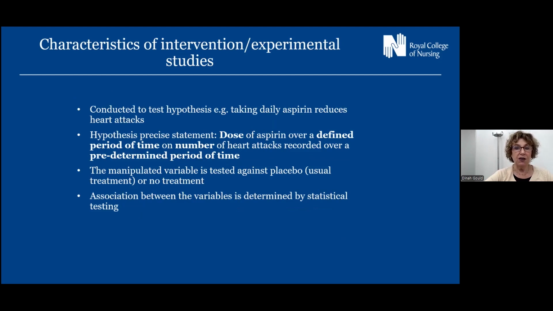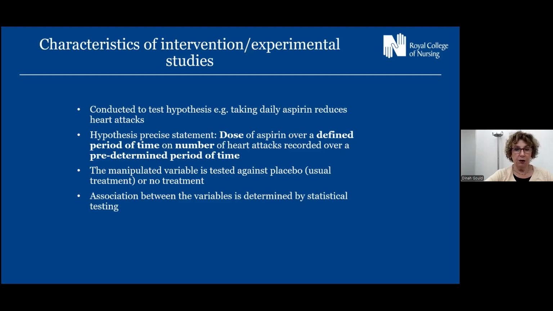A hypothesis is a statement, and the statement has to be clearly expressed. So if we want to take our example of aspirin, taking daily aspirin reduces the risk of heart attacks. So a hypothesis has to be quite precisely stated. You can't have a sloppy hypothesis because the research would be sloppy. In fact, you wouldn't be allowed to do it because the ethics committee wouldn't let you.